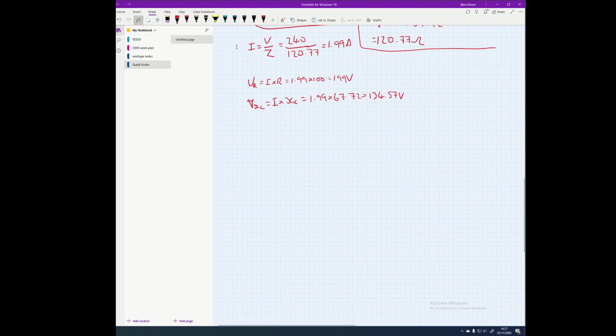Now we can see here that the sum of the two voltages doesn't add up to 240, and this is pretty typical of these reactive circuits. This is why we use them for things like creating sparks in spark ignition engines like petrol engines. Let's have a look at the simulation.